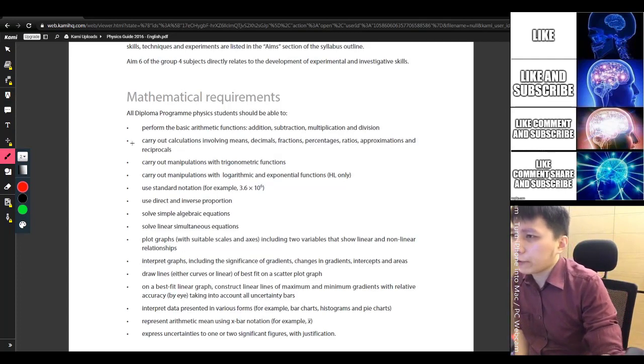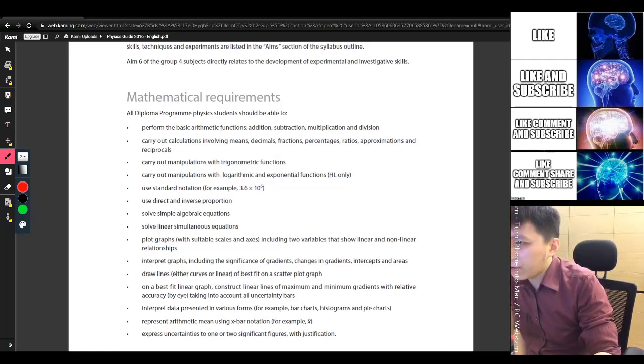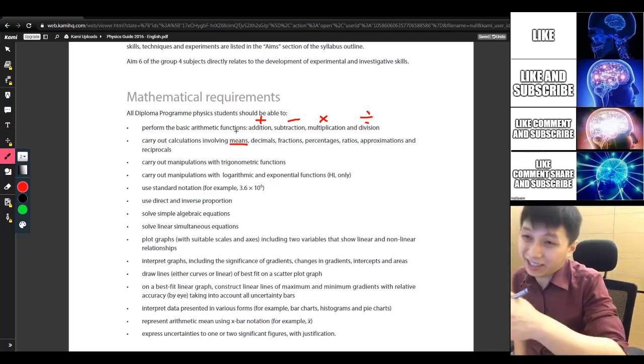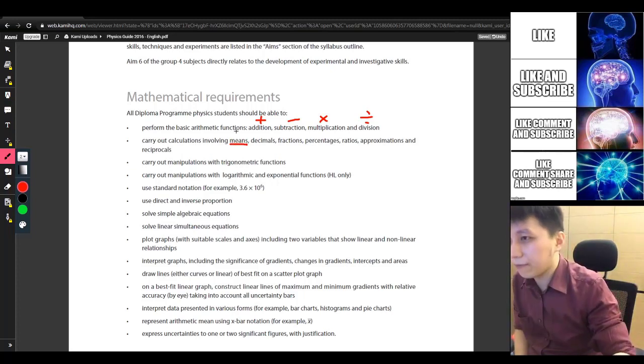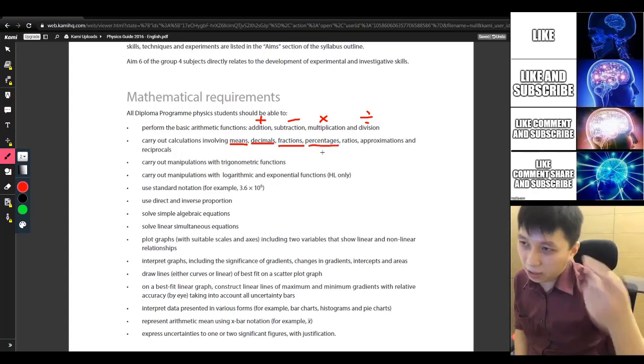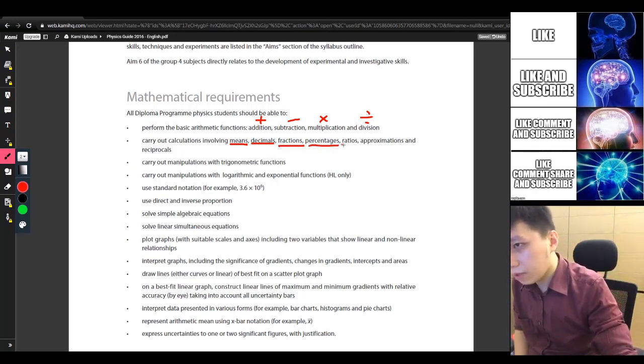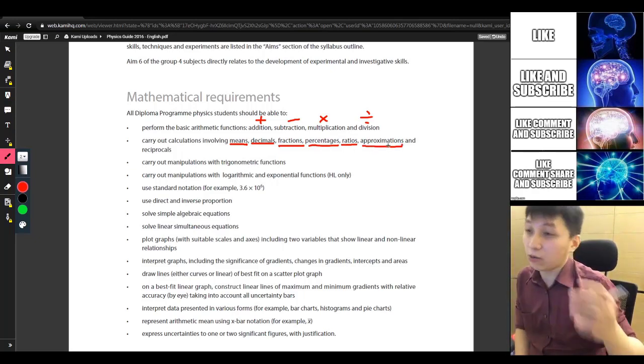Alright, so let's start with the first one. Perform the basic arithmetic function. So just plus, minus, times, and divide. I'm sure that you know it. Carry out calculation involving means, finding out the average, so add them up and divide by the numbers that you have. And decimal numbers, of course. Fraction is just basically division. Percentage, the fraction times 100%. Ratio, approximation is something that we talk about in chapter 1.